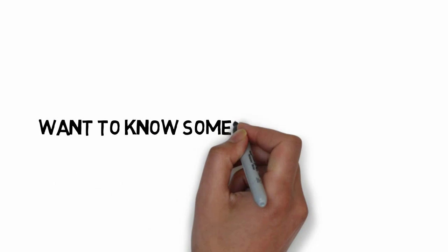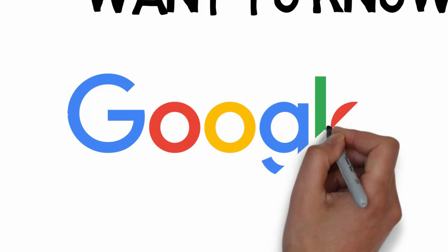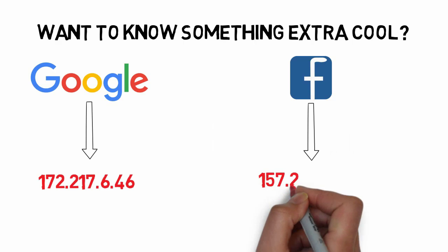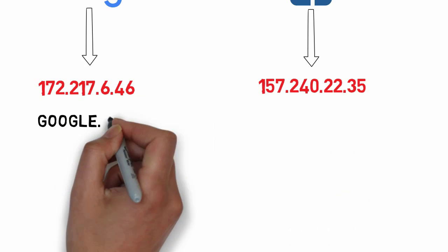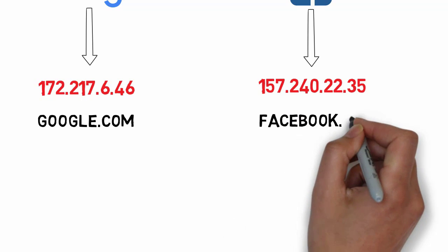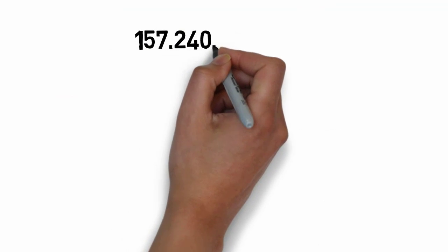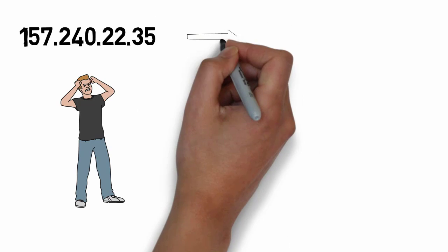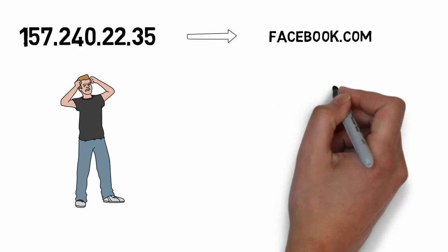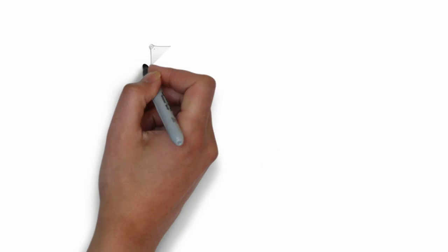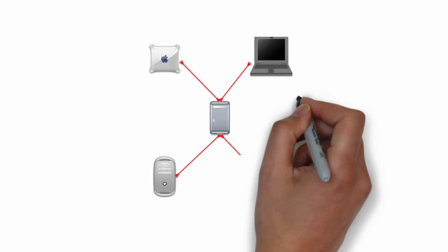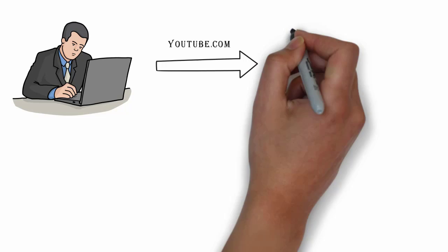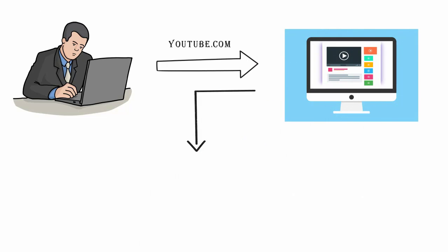Want to know something extra cool? Every website like Google or Facebook has a unique IP address, but it goes by its name instead, google.com or facebook.com. The IP address is hard to remember for humans. That's why internet researchers invented domain names as an alternative to IP addresses, so that any address can easily be remembered. But behind the scenes, an IP address sends the request to the server. The main fact is, without an IP address, you could not connect with them and they could not share information with you.